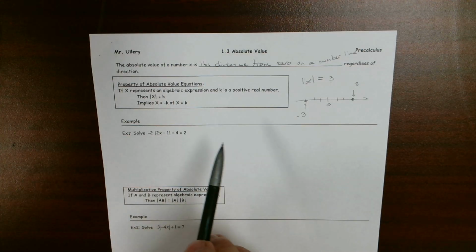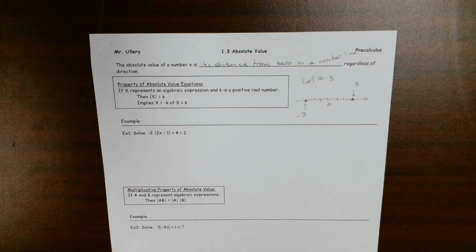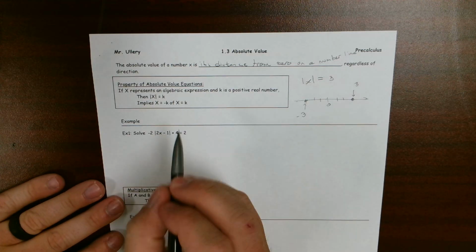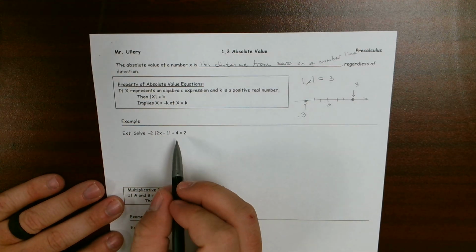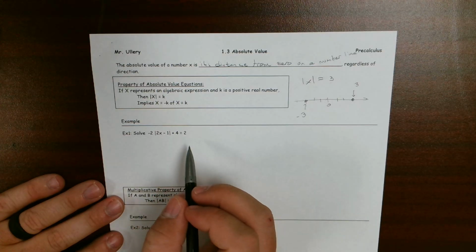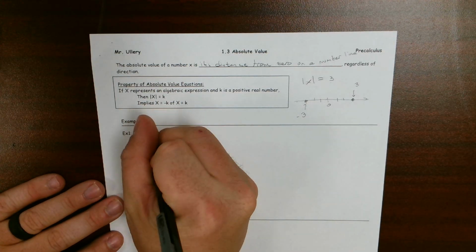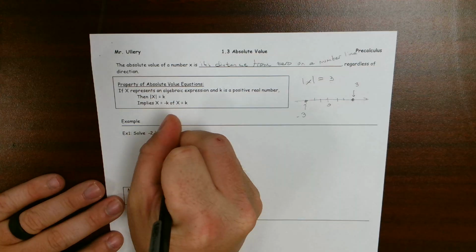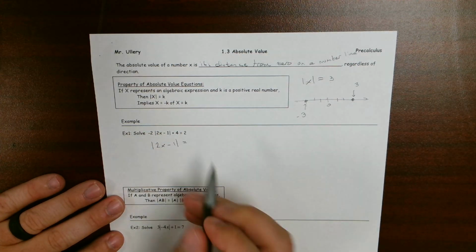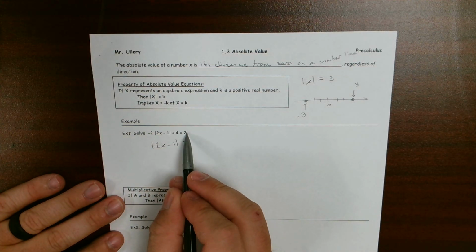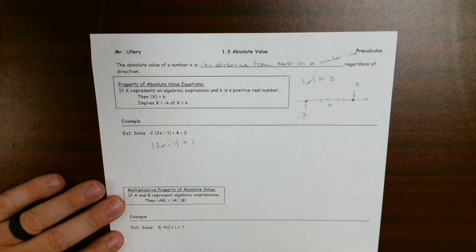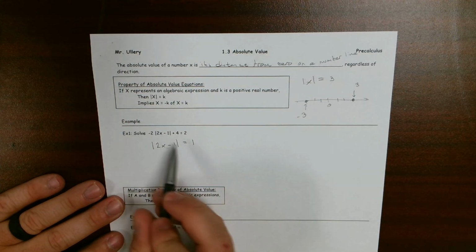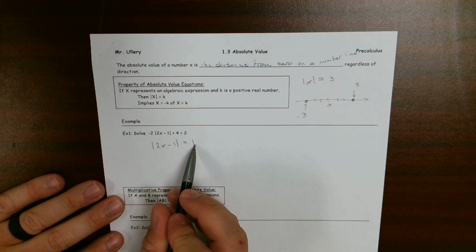Okay, so here we go. We're going to do a quick example here, and you're going to see why you see multiple answers as we went through Algebra 2 and everything. So simple properties of equality. Let's go ahead and subtract 4 and divide by -2. So we're going to end up with the absolute value of 2x minus 1. We subtract 4, we get -2. Divide by -2, you get 1. Okay, so that means that 2x minus 1 is exactly 1 unit away from 0 on a number line.